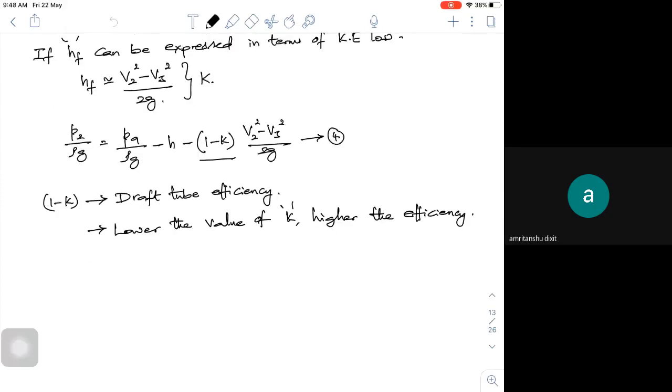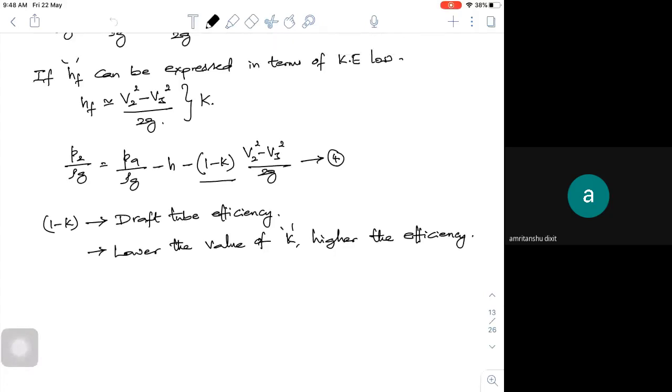So if my 1 minus k, if I am able to reduce the draft losses or frictional losses, then that becomes your draft tube efficiency. So if it is 95% or 98%, it's well and good. Okay, so that's what we looked into. And today we will see one more thing.